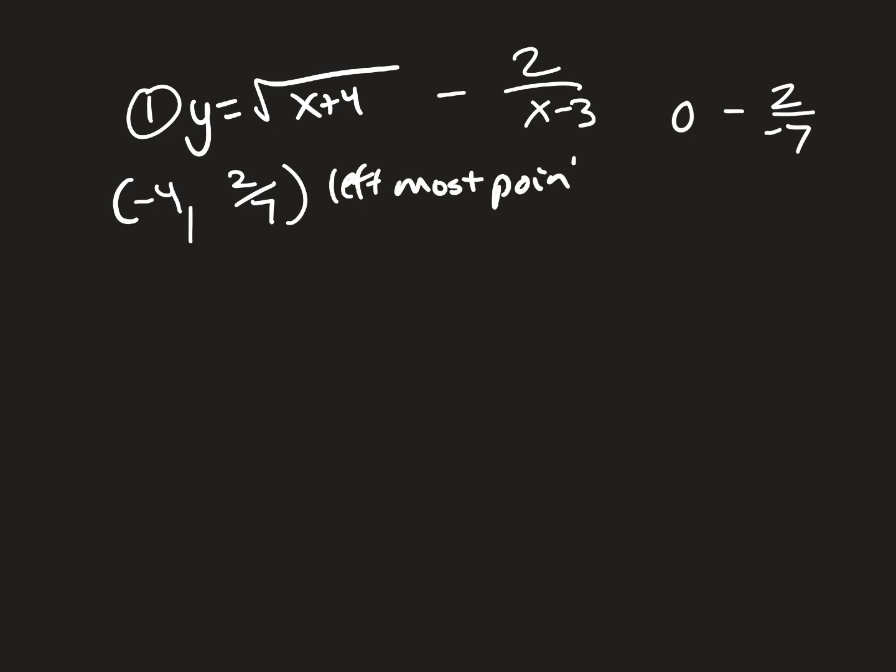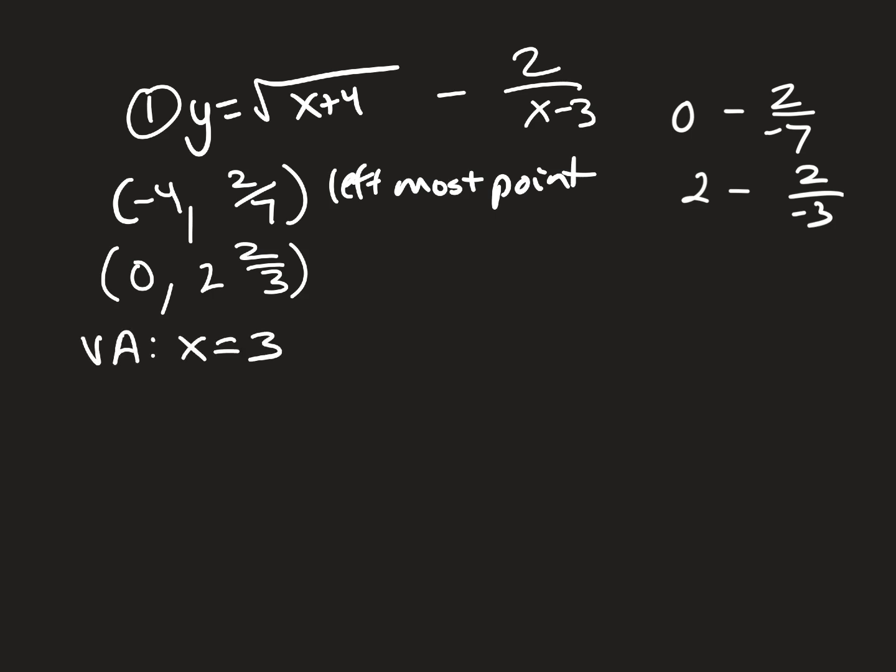All right, some other things we can find is, let's see if there's a y-intercept. When I plug in 0 for x, I'm going to get 2 from the square root piece, minus 2 over -3, so 2 2/3. It's my y-intercept. There's a vertical asymptote. There's a denominator here, creating that explosive behavior, where the denominator is 0. So x equals 3.